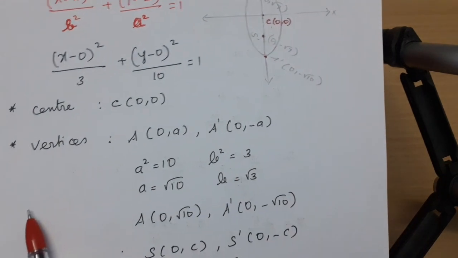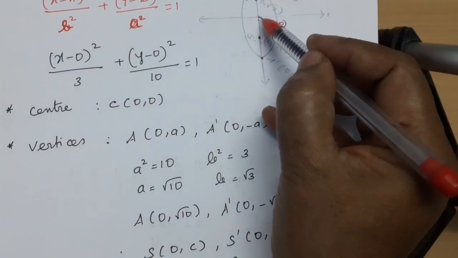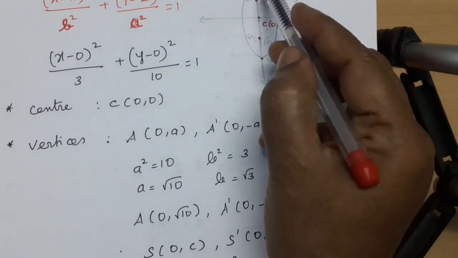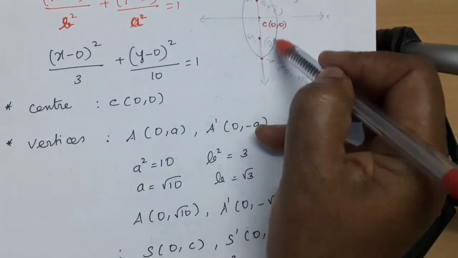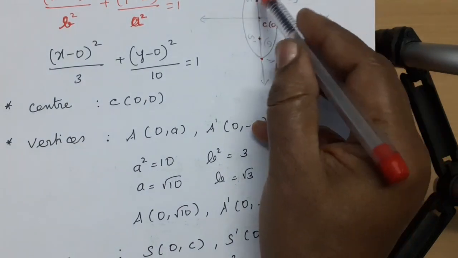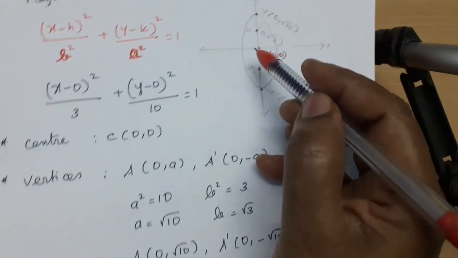What are our vertices? If you draw the diagram, first draw the center C and draw the vertices A dash and S dash passing through. The major axis is along what axis? Y axis. Major axis, what axis?